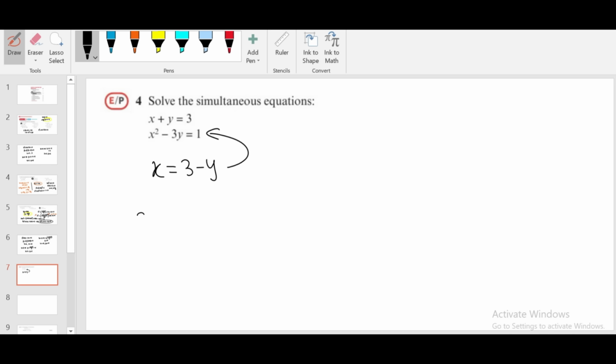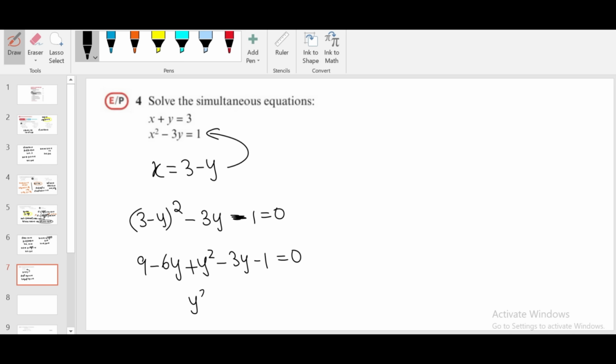x square, (3 minus y) whole square minus 3y minus 1 is equal to 0. Open the bracket. (a minus b) whole square is a square minus 2ab plus b square, minus 3y minus 1 is 0. You'll get y square minus 9y plus 8 is 0, which can be factorized as (y minus 8) times (y minus 1) is 0. So y is equal to 1, 8.